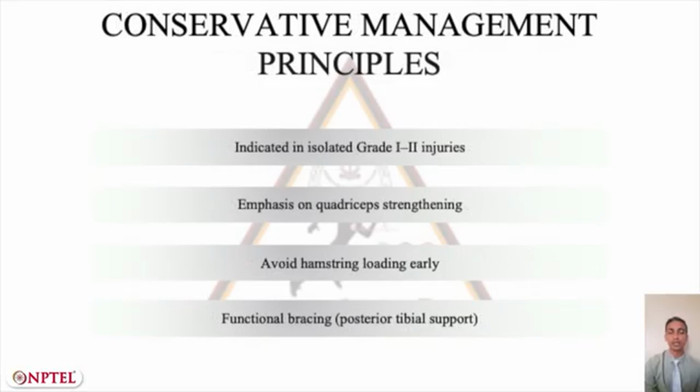Most isolated grade 1 and grade 2 PCL injuries are treated non-operatively or conservatively. The focus is on strengthening the quadriceps, while hamstring activation is avoided early on in the rehab process. To overcome this malalignment issue, a PCL brace designed to push the tibia forward helps to counter the posterior tibial sag. Conservative care often leads to good functional results, especially in non-athletes.